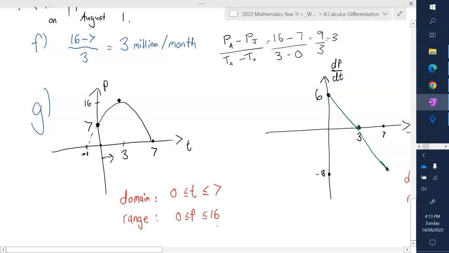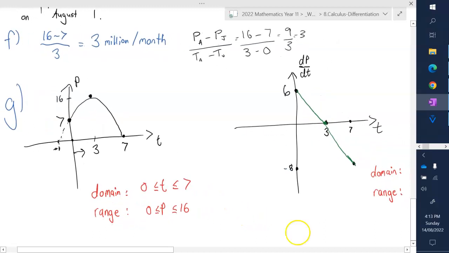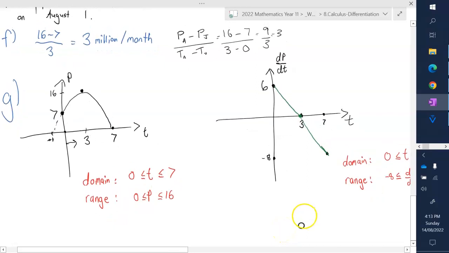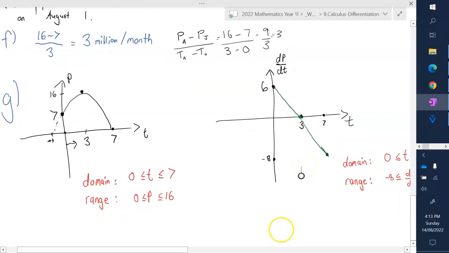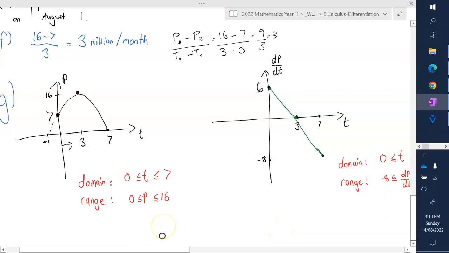Let's have a look at dp/dt. So this was the one I think that you guys will probably struggle with the most. This is a new thing, and you just need to think a little bit. Once you've got your P graph, you can go straight from P to dp/dt.